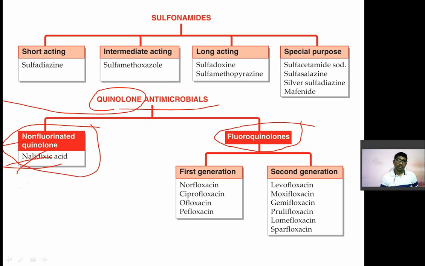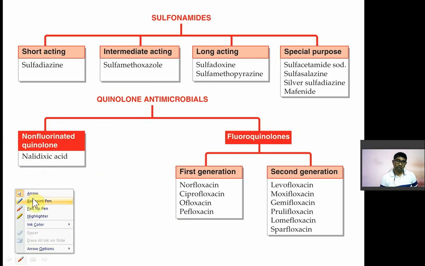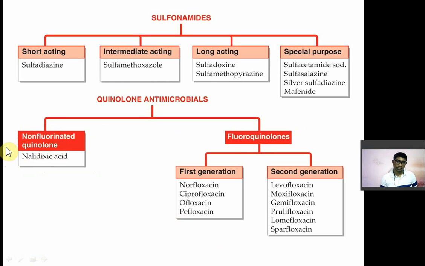Fluorinated में आएगा आपका two classes. In case of fluorinated, you have two: first generation and second generation. The non-fluorinated one is known as nalidixic acid, and all others are derivatives of it. Fluoroquinolones means they will have fluorine in their structure. They are further divided into first generation and second generation.